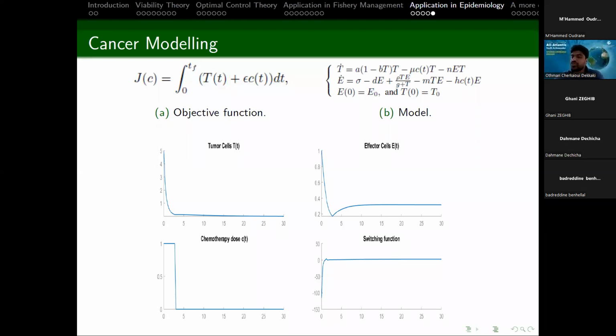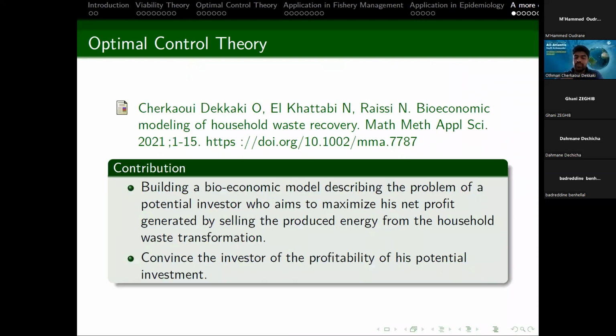And this is a good way to transition to a more novel, more interesting case. It's our third application, and it's the application on waste management.